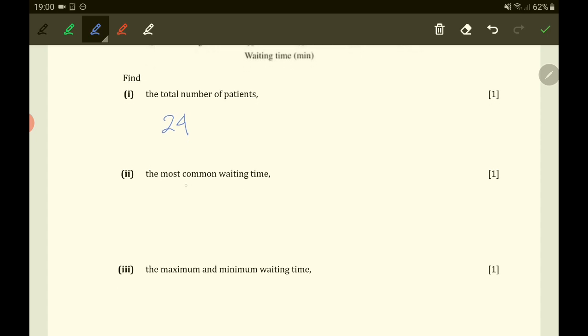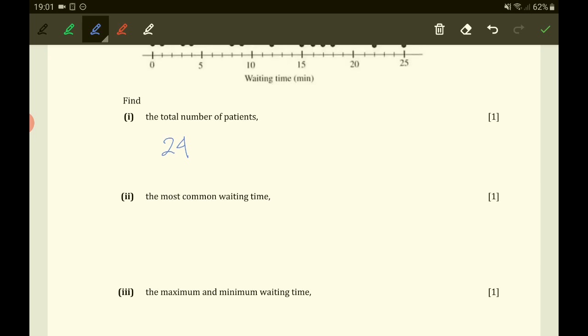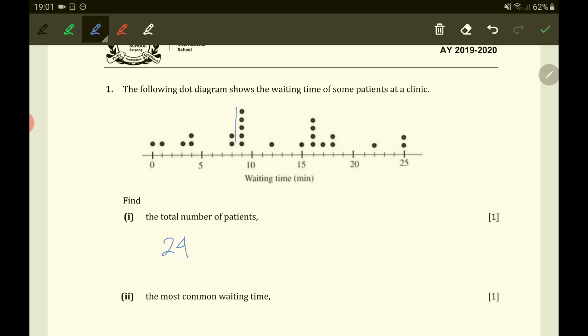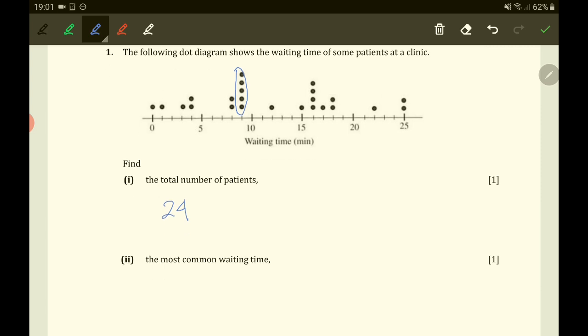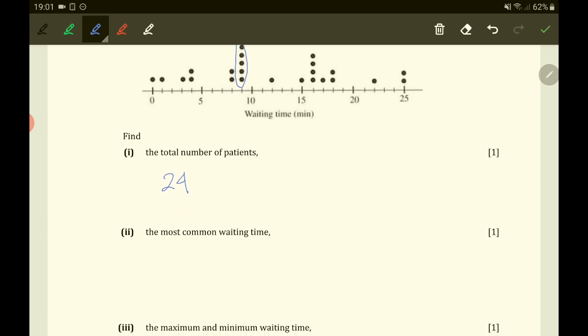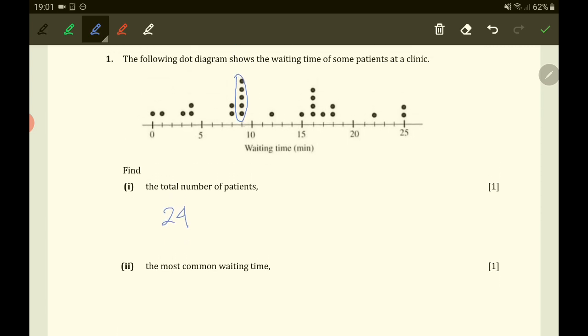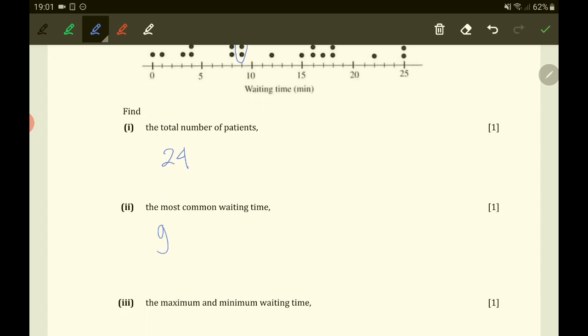And then the second one is the most common waiting time. So this, the most common waiting time, refers to the value of the mode, okay? The mode here is in this part. So there are 1, 2, 3, 4, 5. There are 5 patients waiting 9 minutes. So this is the most common waiting time. So the most common waiting time is 9 minutes, yeah?